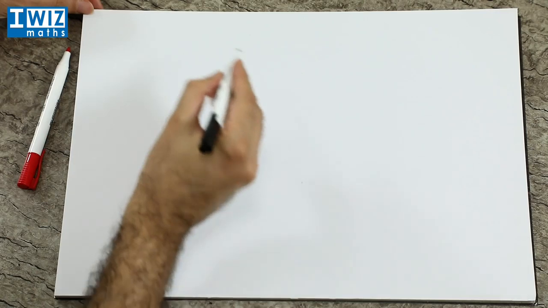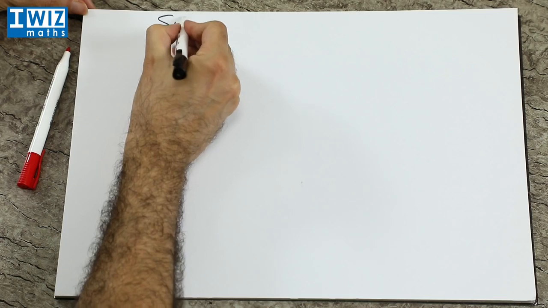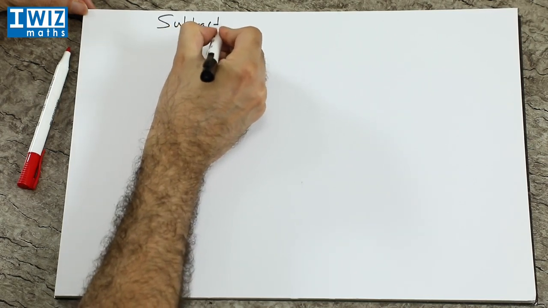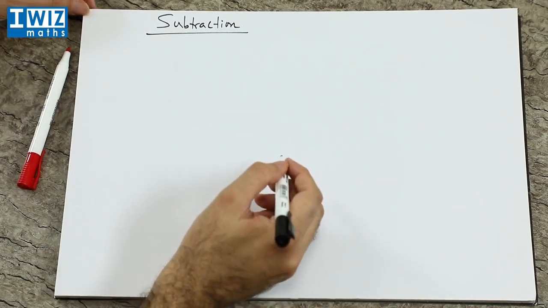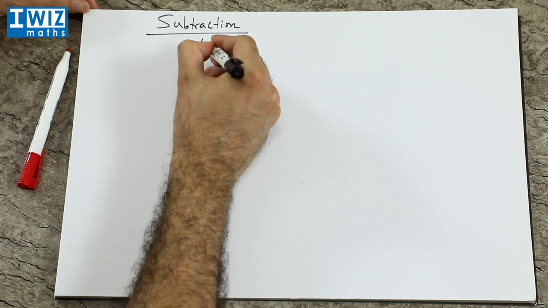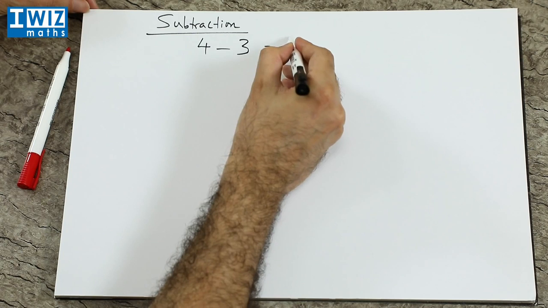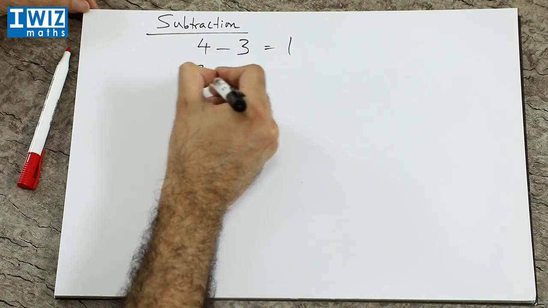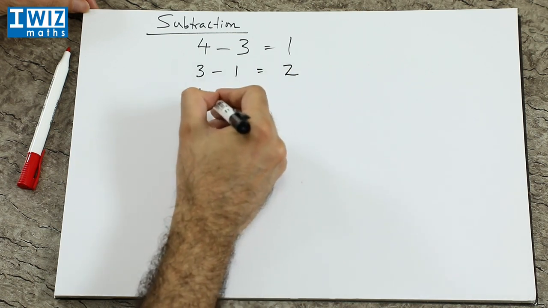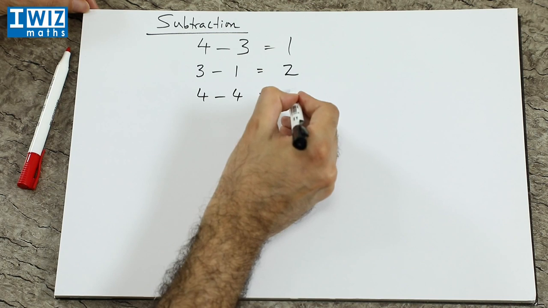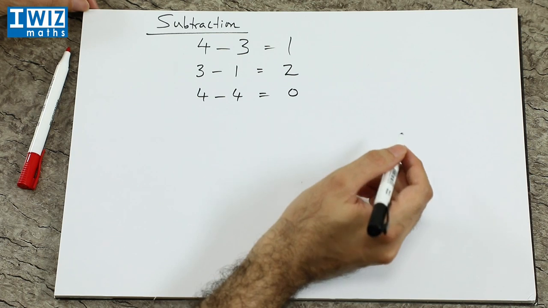Okay, so we're going to make the assumption that students are familiar with subtraction. So if you ask them a question like what's 4 minus 3, they should be able to say it's 1. We ask them what is 3 minus 1, they should be able to say that it's 2. And if we say what's 4 minus 4, they should be able to say it's 0. So we're going on the assumption that they're familiar with subtraction.